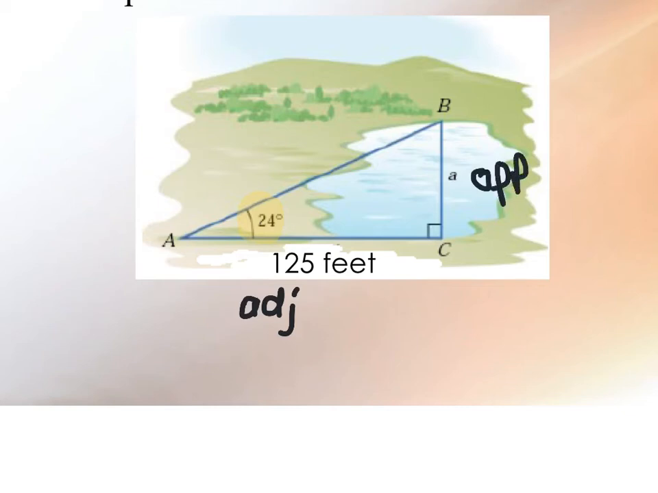Okay, so let's think about this for a second, guys. This is a really tough problem. It's super hard. I don't know if we can handle it. Is there a trig function that uses opposite and adjacent? What is that? Tangent. Good. Opposite over adjacent.